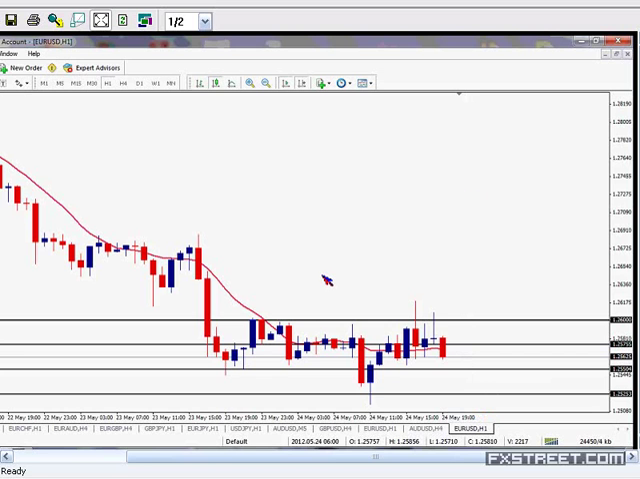I found out, testing that with pound news, that the system works like a charm for pound yen. It works great there, for example.